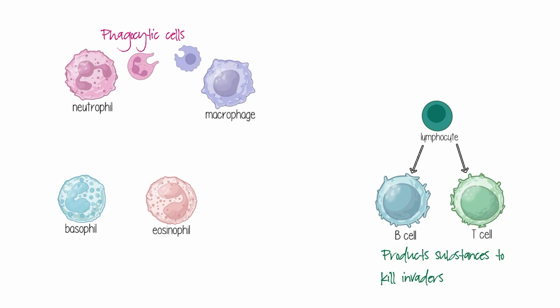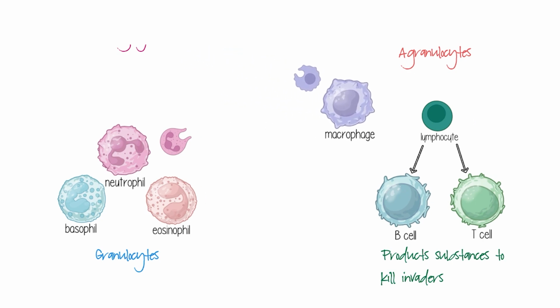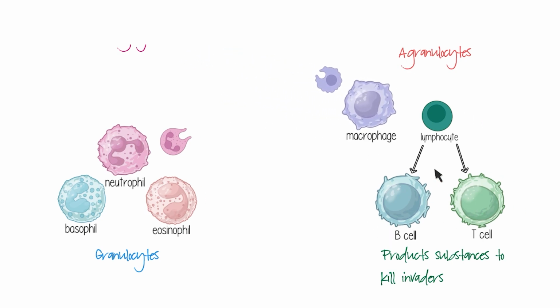Now, immune cells can also be classified in another way, based on how they look under a microscope. Some immune cells have these tiny darkly staining regions or spots called granules. These cells are called granulocytes. These include the neutrophils, the basophils, and the eosinophils. The cells that don't have these granules are called agranulocytes. The prefix A indicates that they don't have the granules. These cells include the macrophages and the B and T cells, or the lymphocytes.